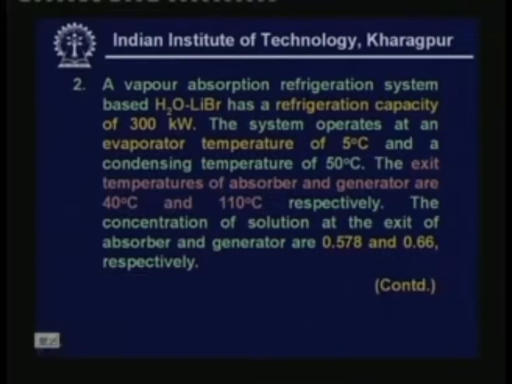The system operates at an evaporator temperature of 5 degrees centigrade and a condensing temperature of 50 degrees centigrade. The exit temperatures of absorber and generator are 40 degrees and 110 degrees centigrade respectively. The concentration of solution at the exit of absorber and generator are 0.578 and 0.66 respectively.